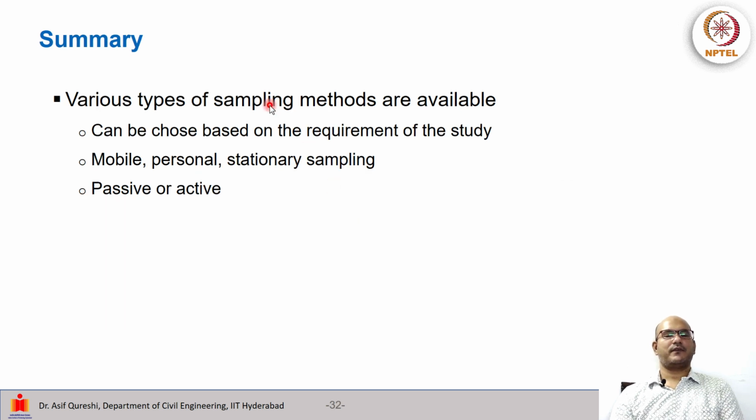So in summary, we have now seen various types of sampling methods, and they are to be chosen by the requirements of the study. We can have mobile sampling, personal sampling or stationary sampling, and the sampling method could be passive or active.